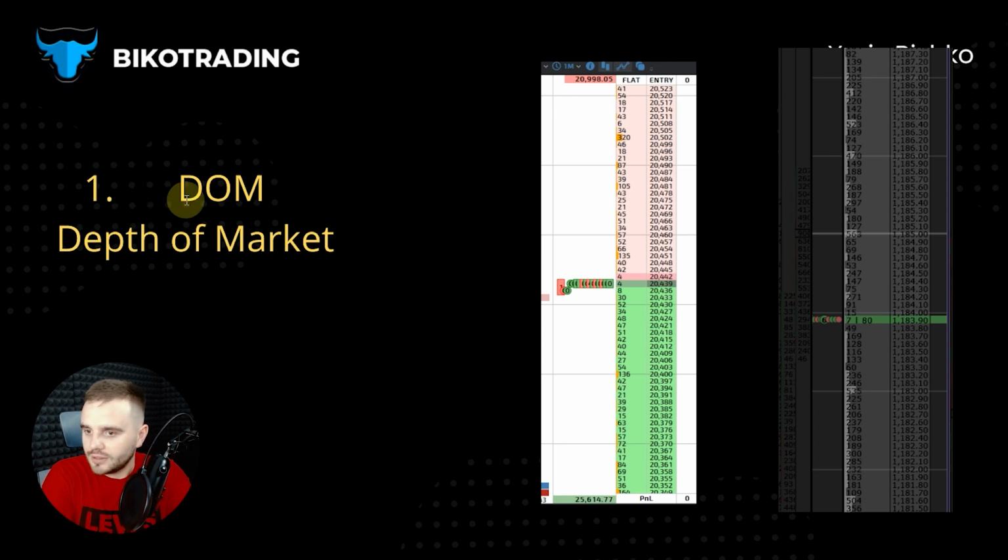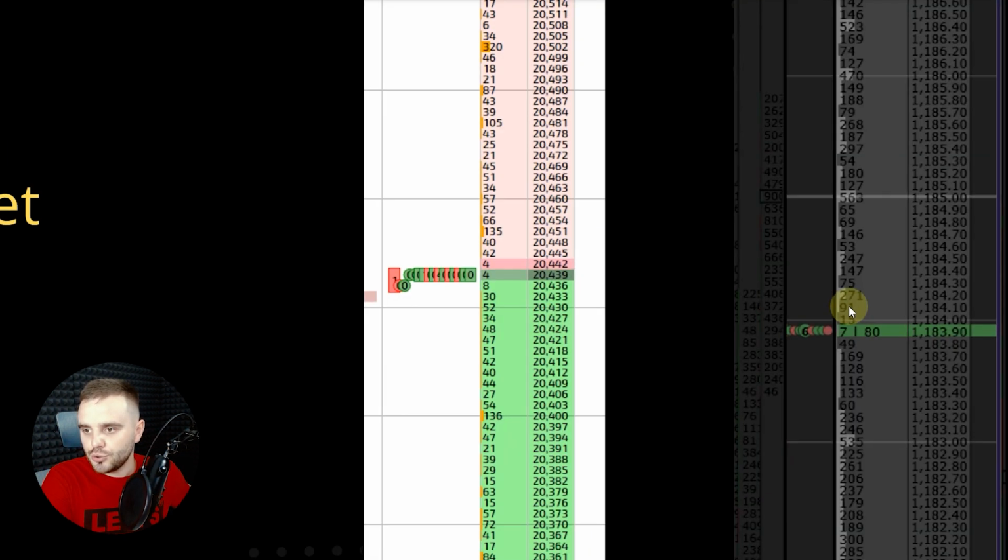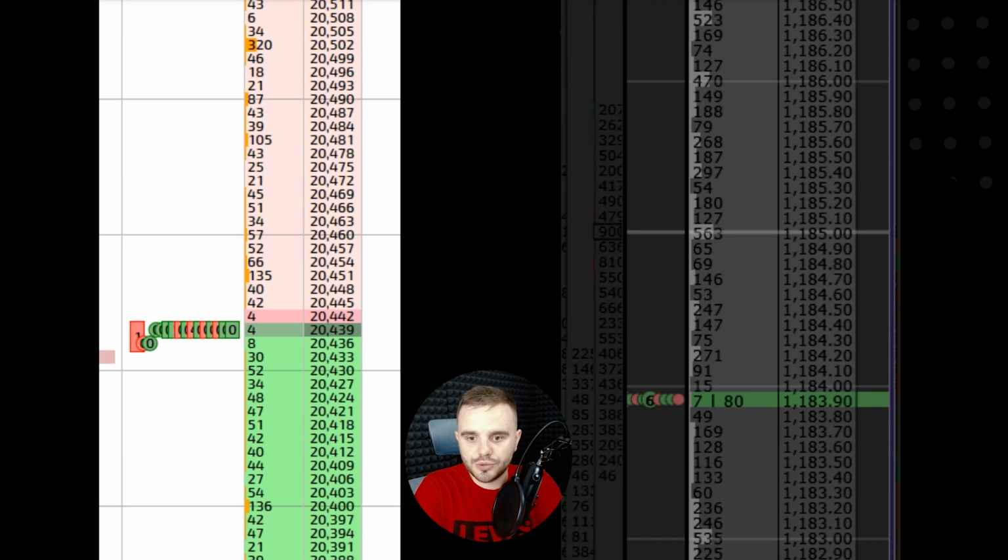The first part of Domain Footprint is the DOM. It sounds funny, but a DOM is a depth of market. What's the power of this? It shows you where people set their pending orders, limit buy and limit sell. Why is it so important? Because you will see in the next part of this video how price bounces from these places really so well. Have a look at what it shows you.